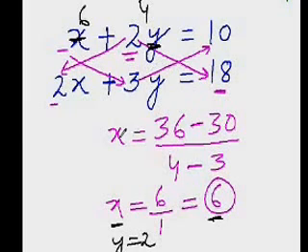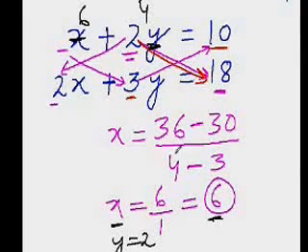So to find x, all you need to do is multiply this with this. So 2 times 18 is 36, and then subtract from it the product of this and this. 3 times 10 is 30. 36 minus 30 is 6, isn't it?